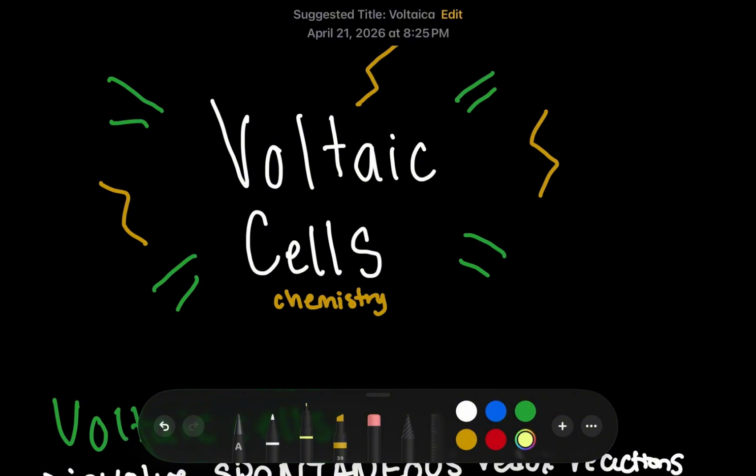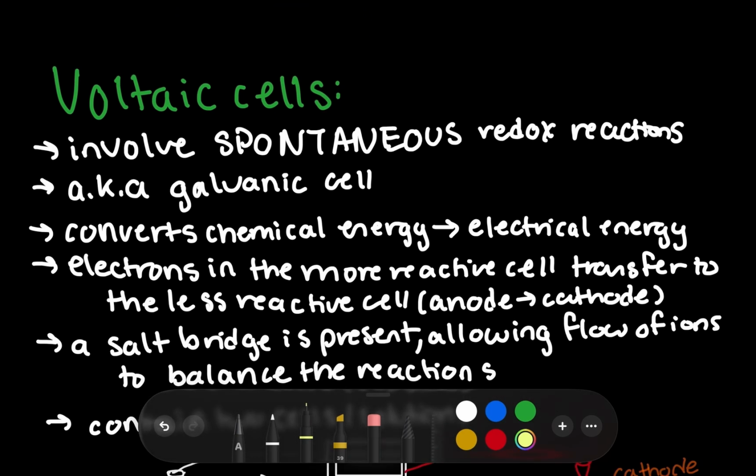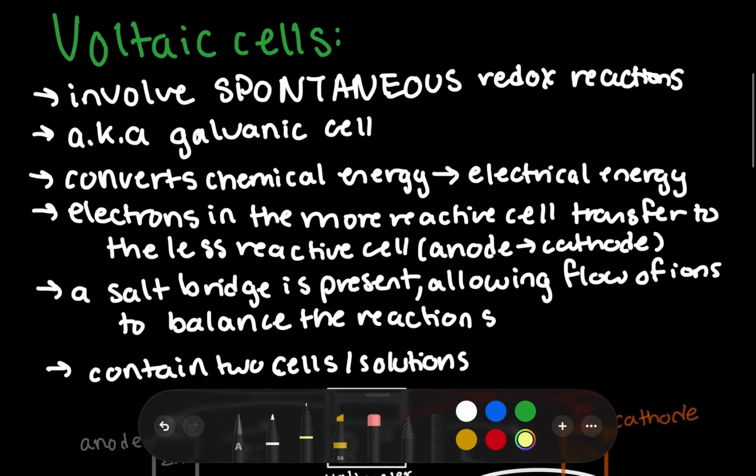Today we're going to be talking about voltaic cells and chemistry. To start off, I'm going to tell you some things that you typically associate with voltaic cells. Voltaic cells involve spontaneous redox reactions, which means that there's no direct outside source in order for the reaction to happen. Voltaic cells are also considered galvanic cells, and in these cells they convert chemical energy into electrical energy.